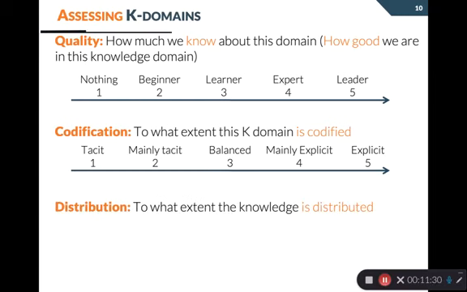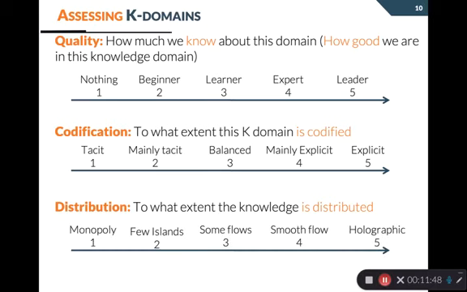And the third dimension is about the distribution. To what extent this knowledge domain is distributed across the areas, the units, the teams that need this knowledge domain. And of course, we can go from the left side, which is just the monopoly, only very few people located in a specific department have the knowledge, all the way to distributed and having a holographic situation.